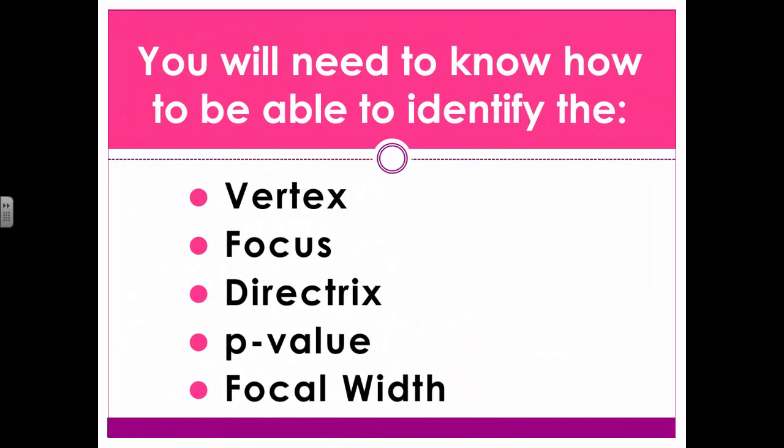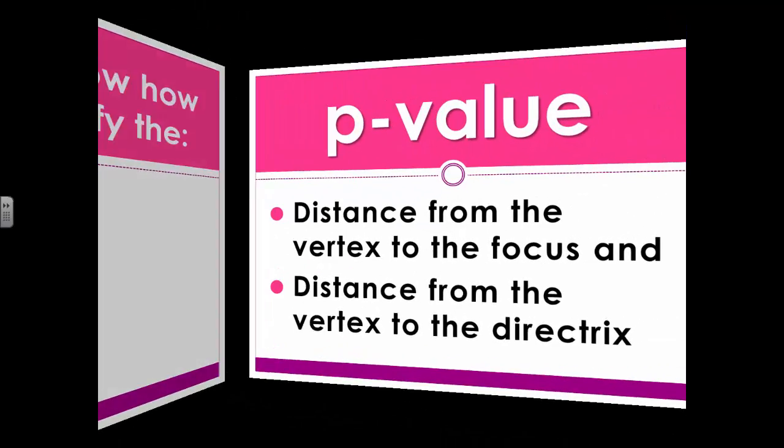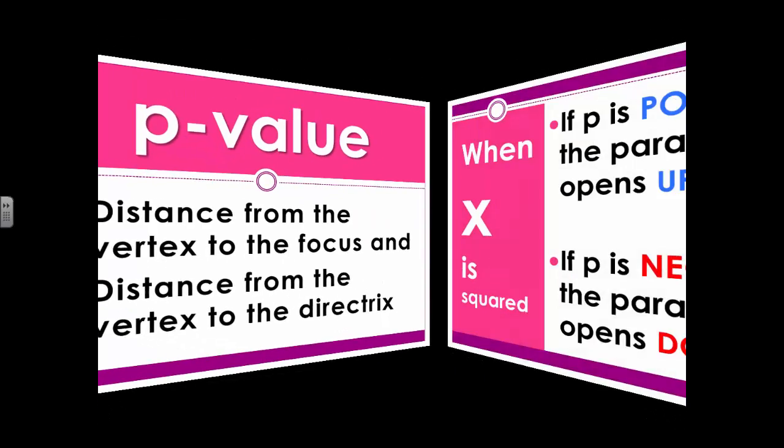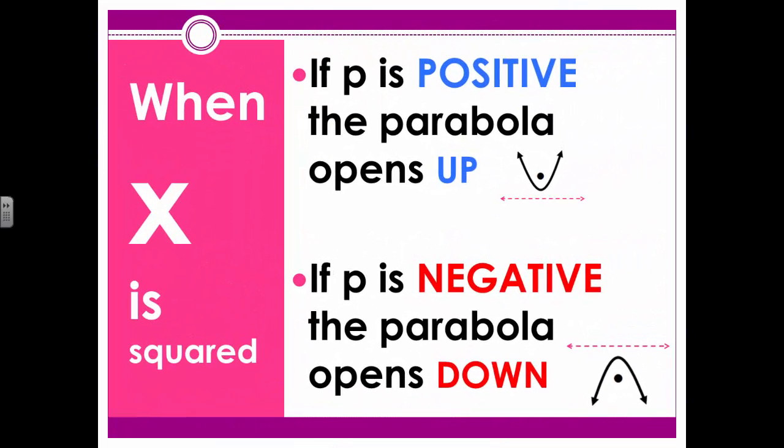Here are some things that you're going to have to be able to identify when working with parabolas. The p-value is the distance from the vertex to the focus, and it's also the same distance from the vertex to the directrix. What you have to know is when the variable x is being squared and the p-value is greater than 0, which is positive, the graph is going to open up. And if your p-value is less than 0 or negative, then the parabola will open down.